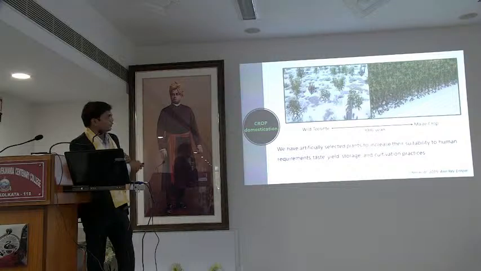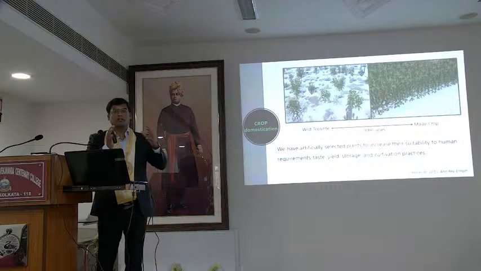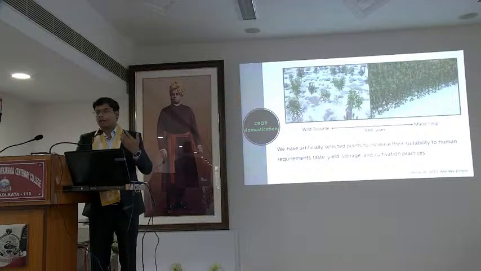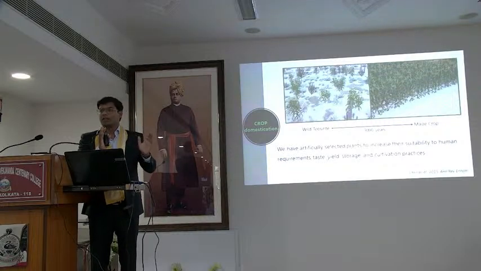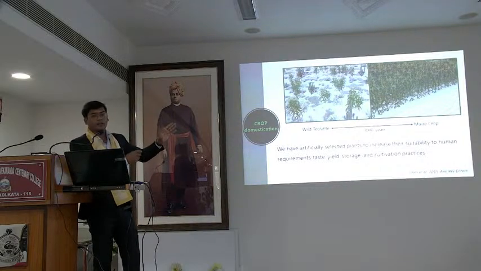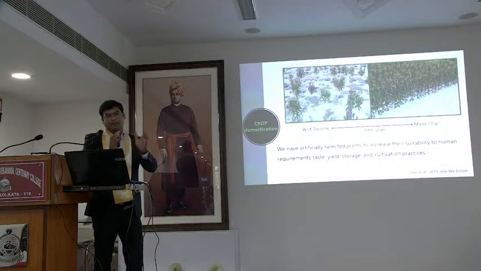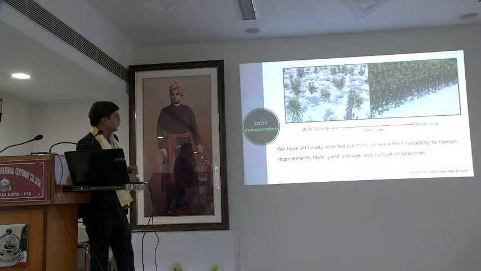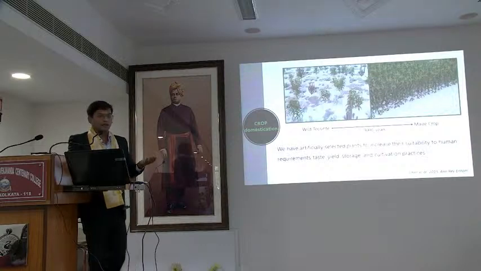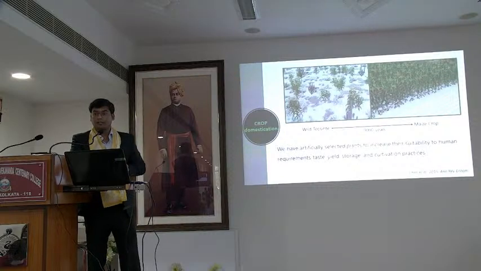Okay, so we modified them in such a way that they can be grown in a very small area, and you can grow thousands of plants, and you can get a harvest of many maize crops from a small piece of land. So that is also beneficial to human beings. We modified the plant in such a way that they could be compactly filled in a small area. Okay, so we have artificially selected plants to increase their suitability to human needs, like to increase taste, yield, storage, and cultivation practices. This is an example of cultivation practices.